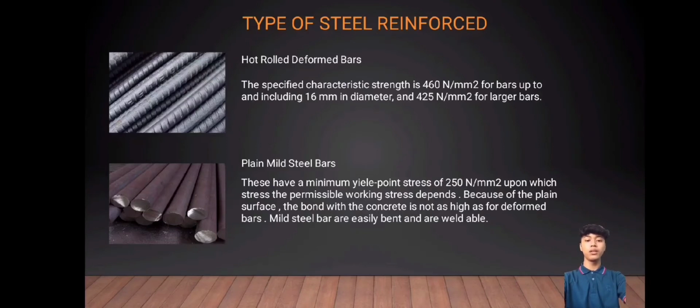Second, plain mild steel bar. These have a minimum yield point stress of 250 Newton per millimeter square, upon which stress the permissible working stress depends. Because of the plain surface, the bond with the concrete is not as high as for deformed bars. Mild steel bars are easily bent and are weldable.